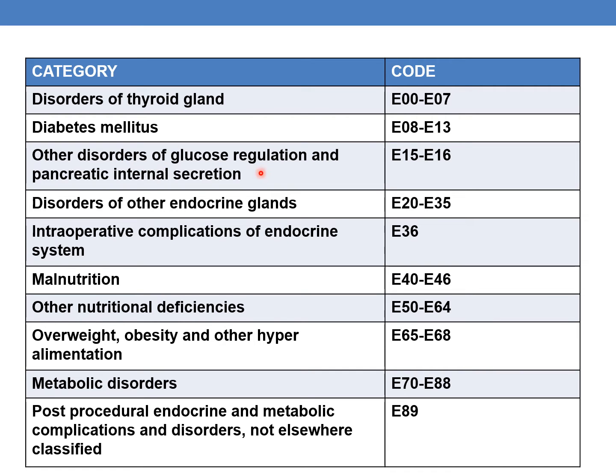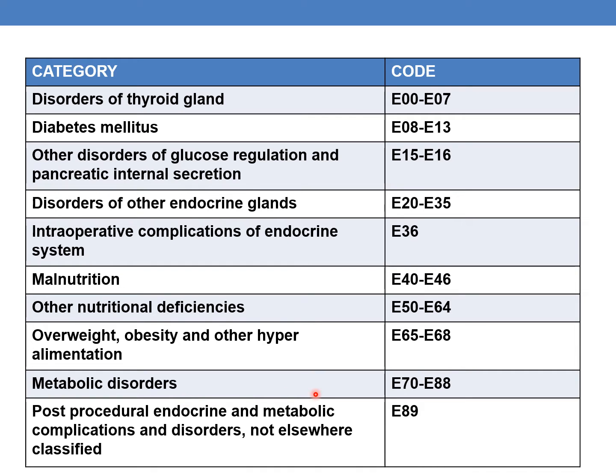Other disorders of glucose regulation and pancreatic internal secretion are covered in E15 and E16. Disorders of other endocrine glands are covered in the section E20 to E35. Intraoperative complications of endocrine system come under the E36 category. Malnutrition is covered under E40 to E46. Other nutritional deficiencies are covered under E50 to E64. Overweight, obesity and other hyperalimentation are covered under E65 to E68.